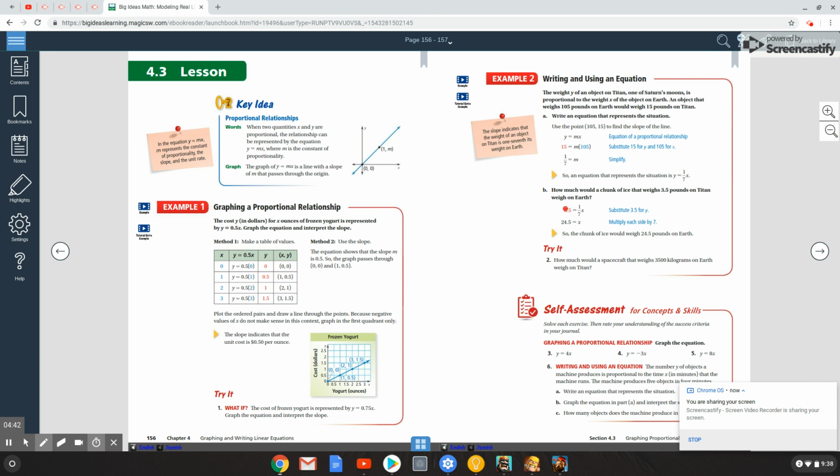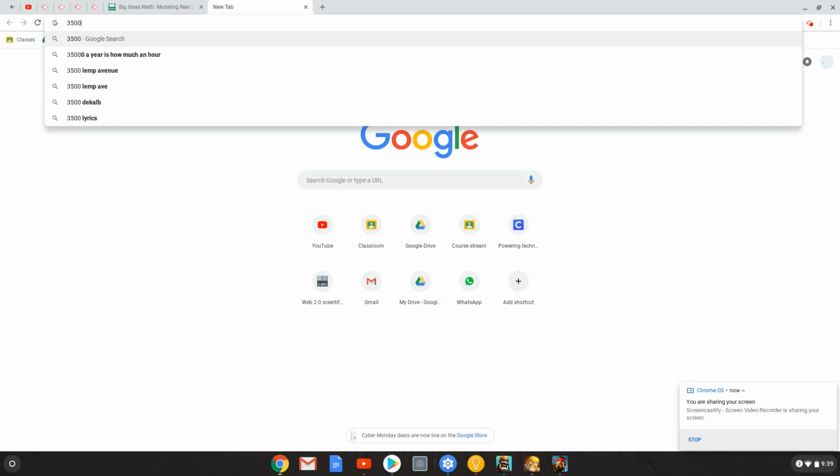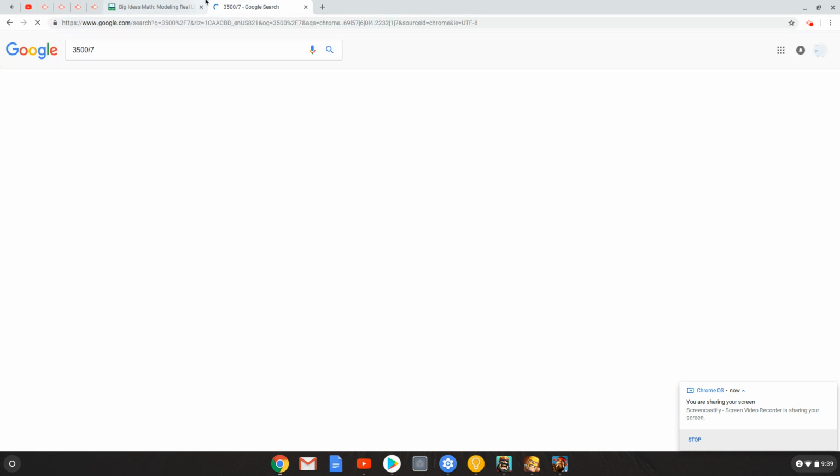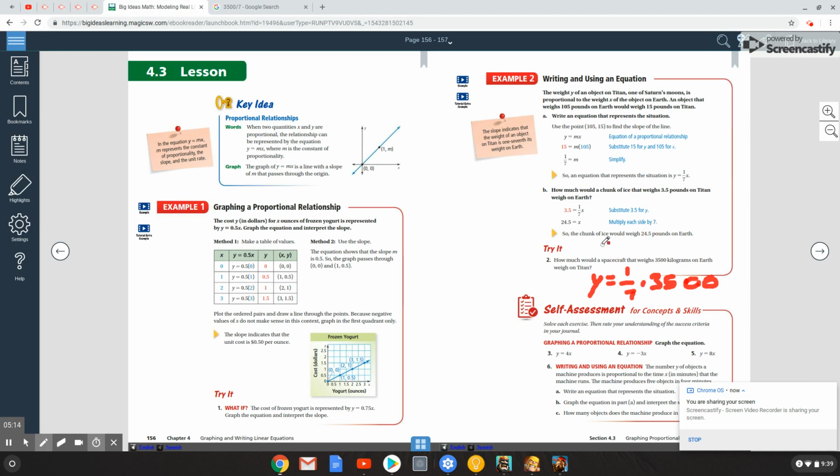All right, hopefully you have solved it because now I'm going to solve it. Basically, how we would do this is we would take our equation, y equals 1/7 times 3500. Okay, I'm going to use a calculator now. 3500 divided by 7 equals 500. So our answer is going to be 500. So y, it will weigh 500 pounds on Titan.